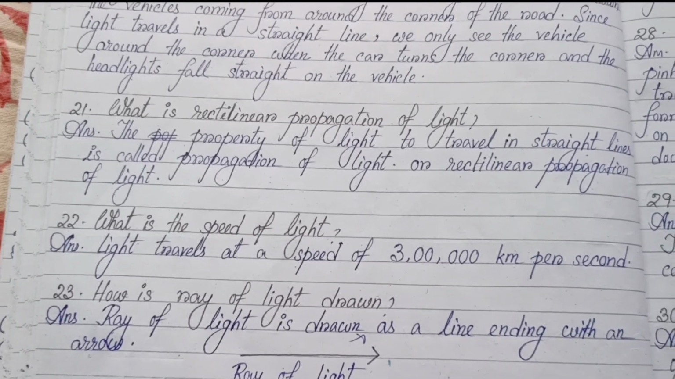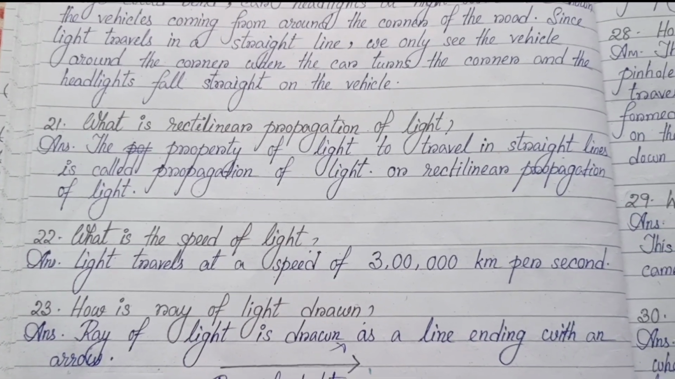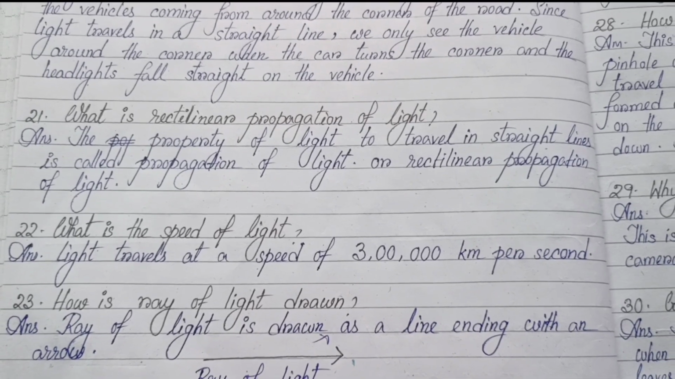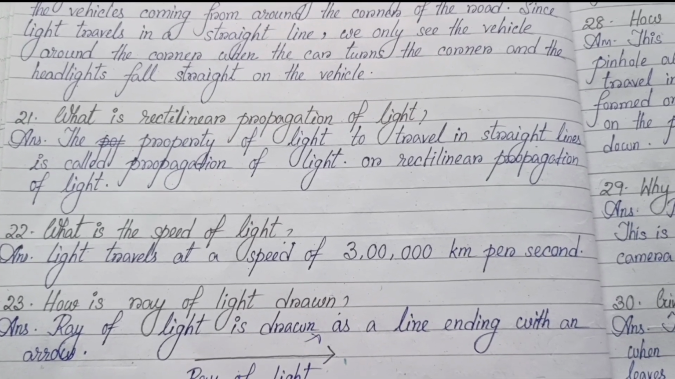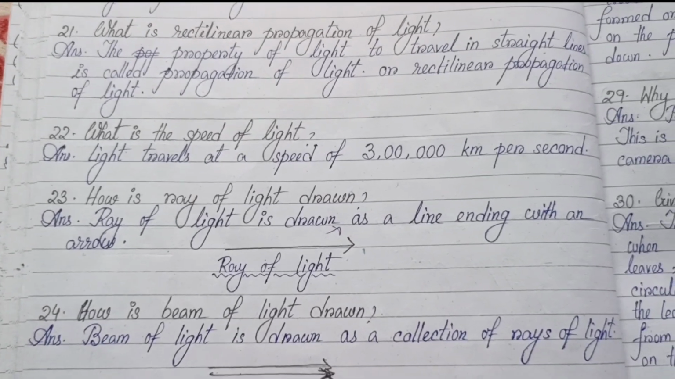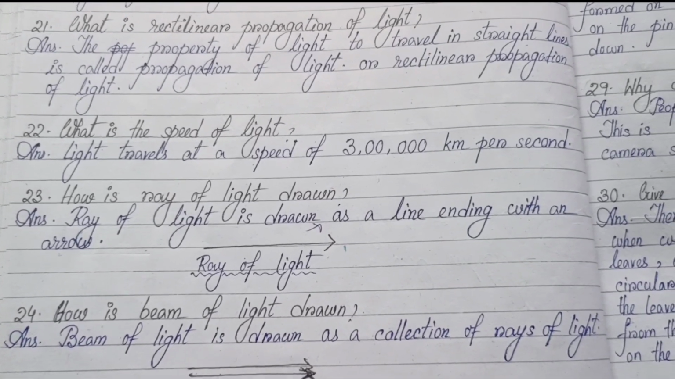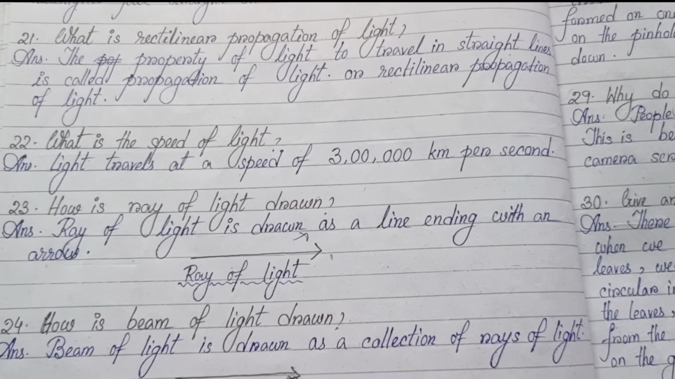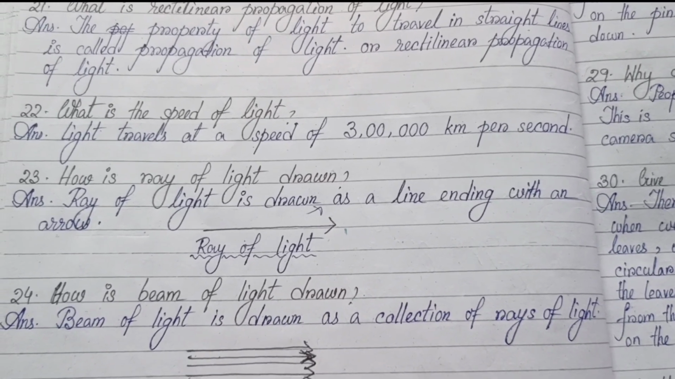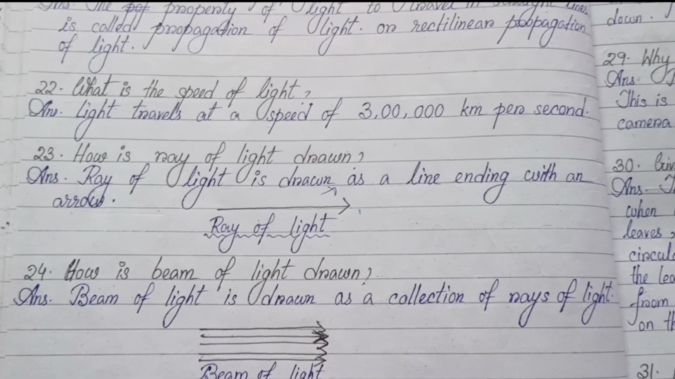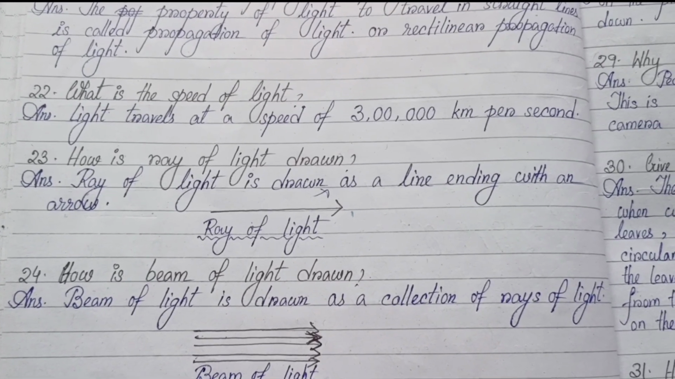Number 21, what is rectilinear propagation of light? The property of light to travel in straight lines is called rectilinear propagation of light. Number 22, what is the speed of light? Light travels at a speed of 3 lakh km per second. Number 23, how is ray of light drawn? Ray of light is drawn as a line ending with an arrow.